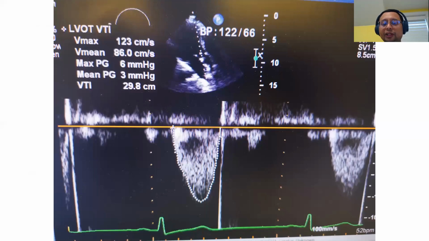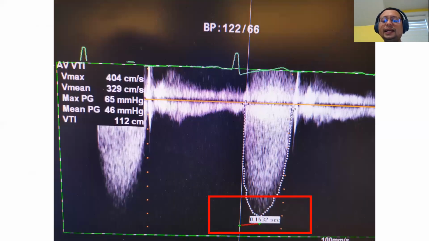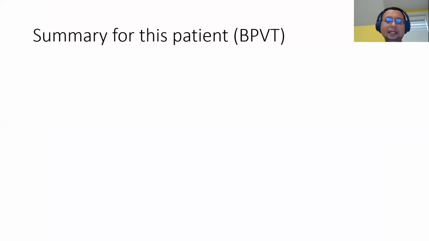This is the LVOT VTI. DVI is 0.17. Okay, we already worry when the dimensionless index is so low like that. We can see that the acceleration time is 153.3. So we know that this is a true obstruction. The max is 4.0 meters per second.